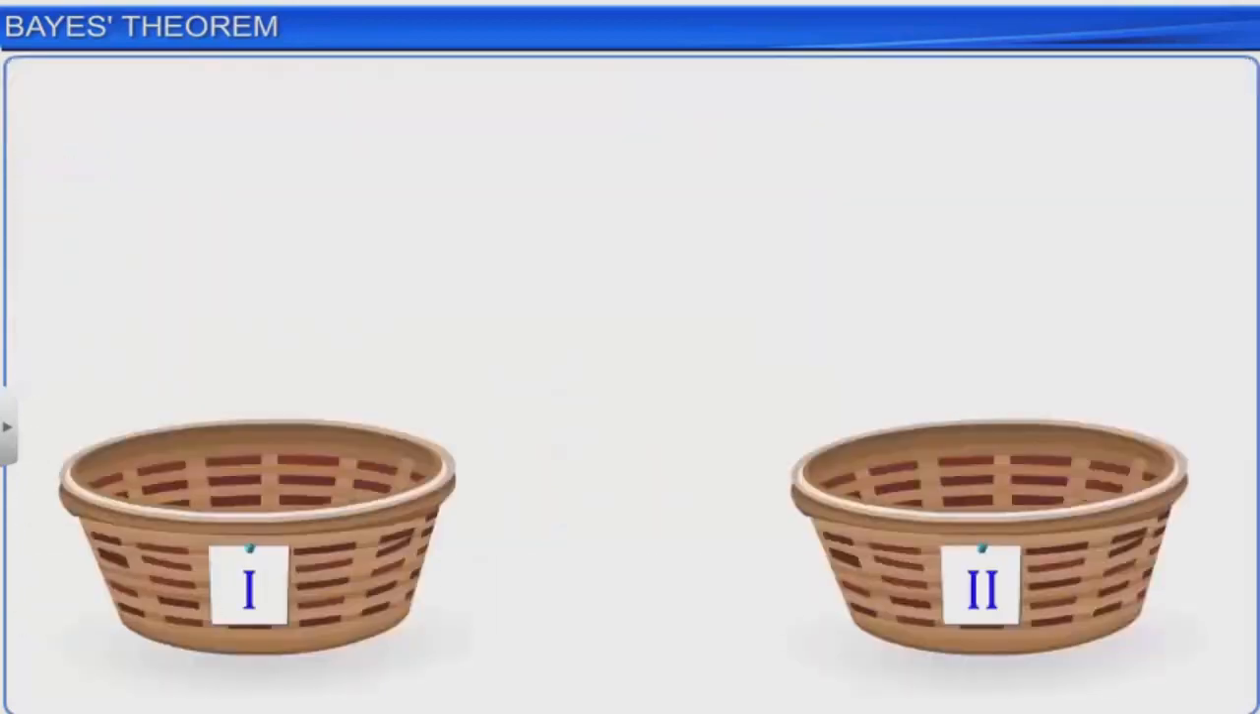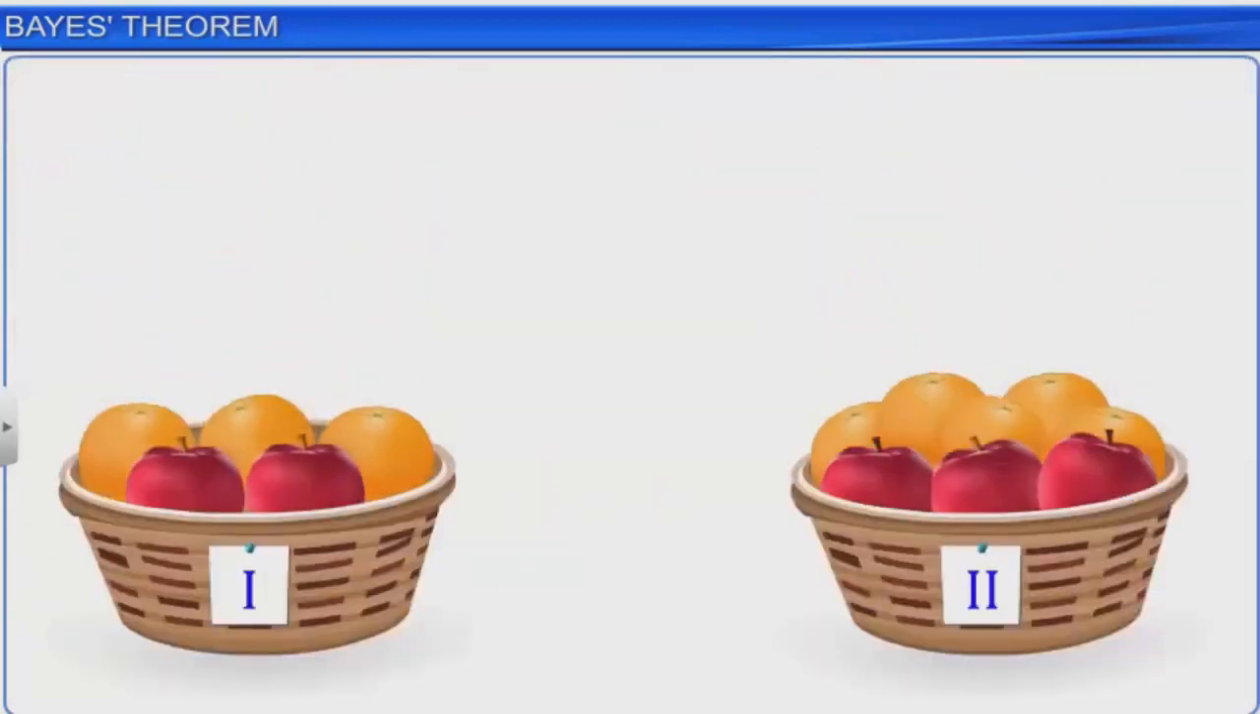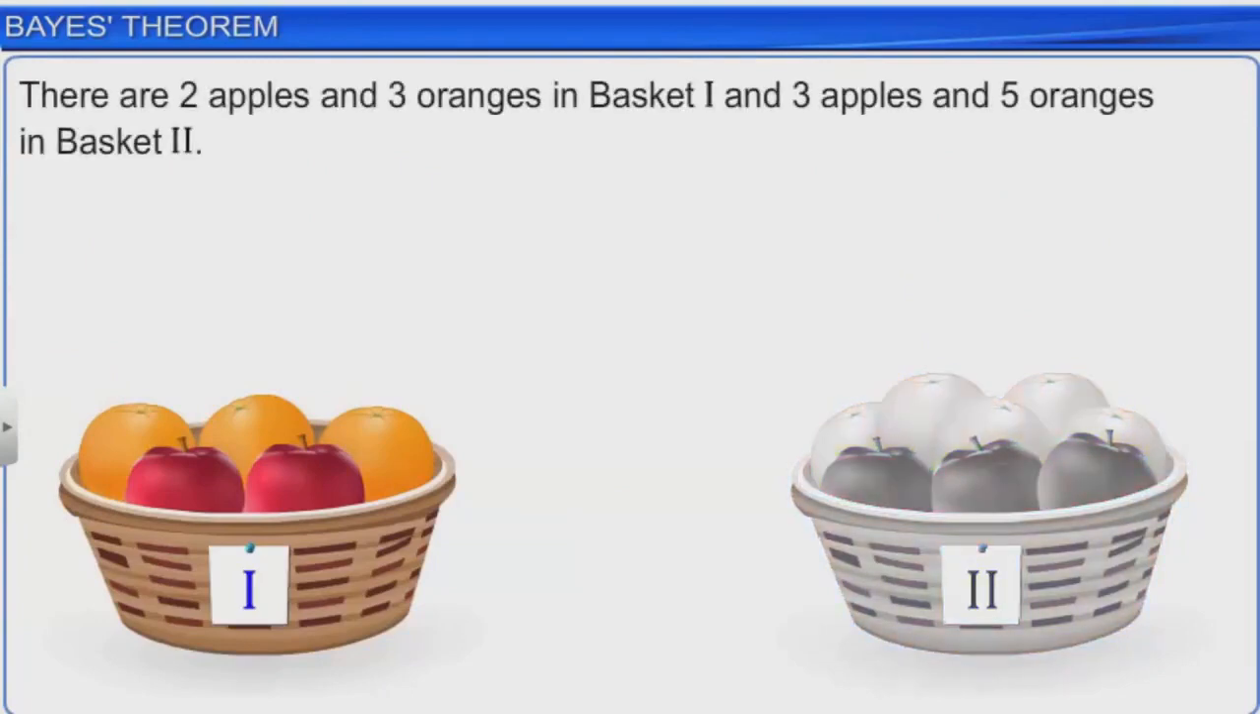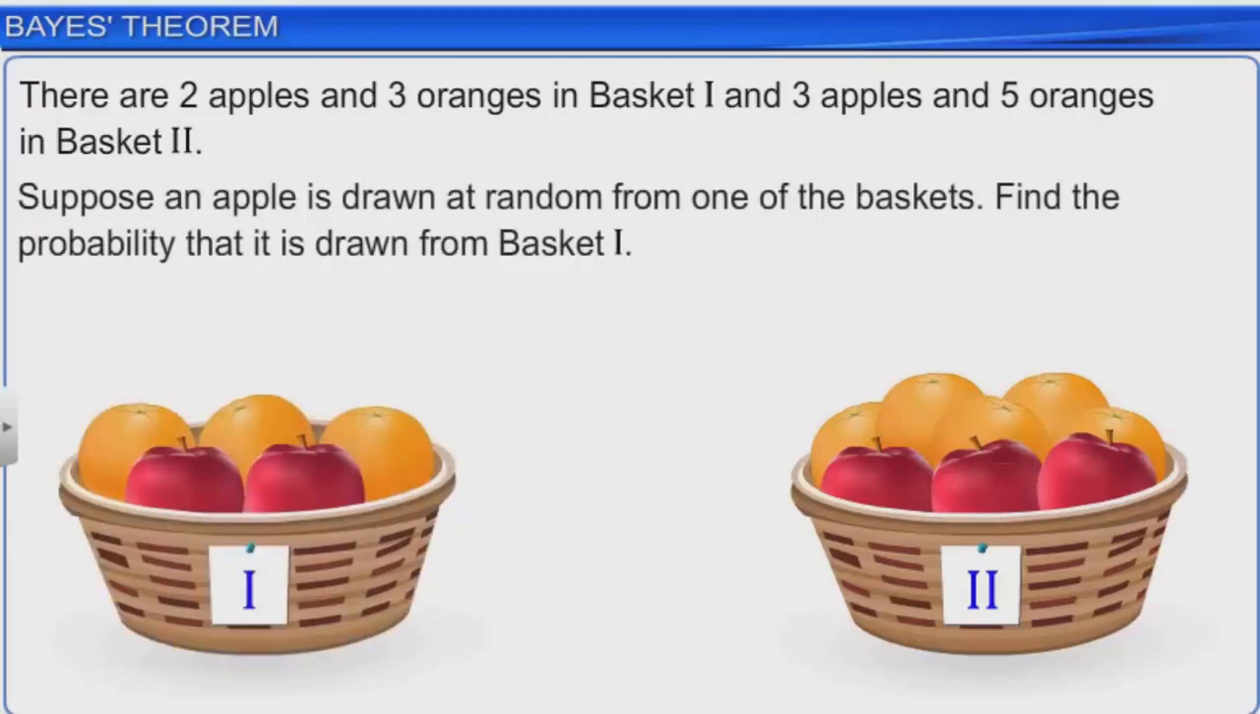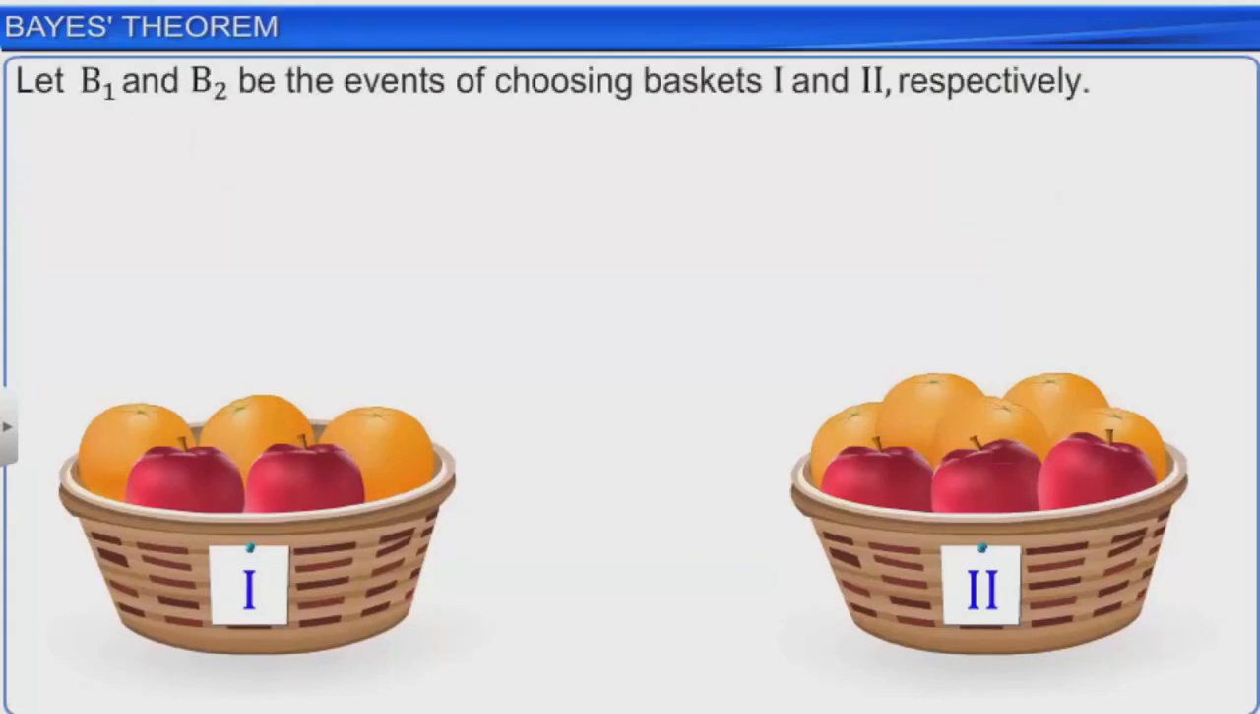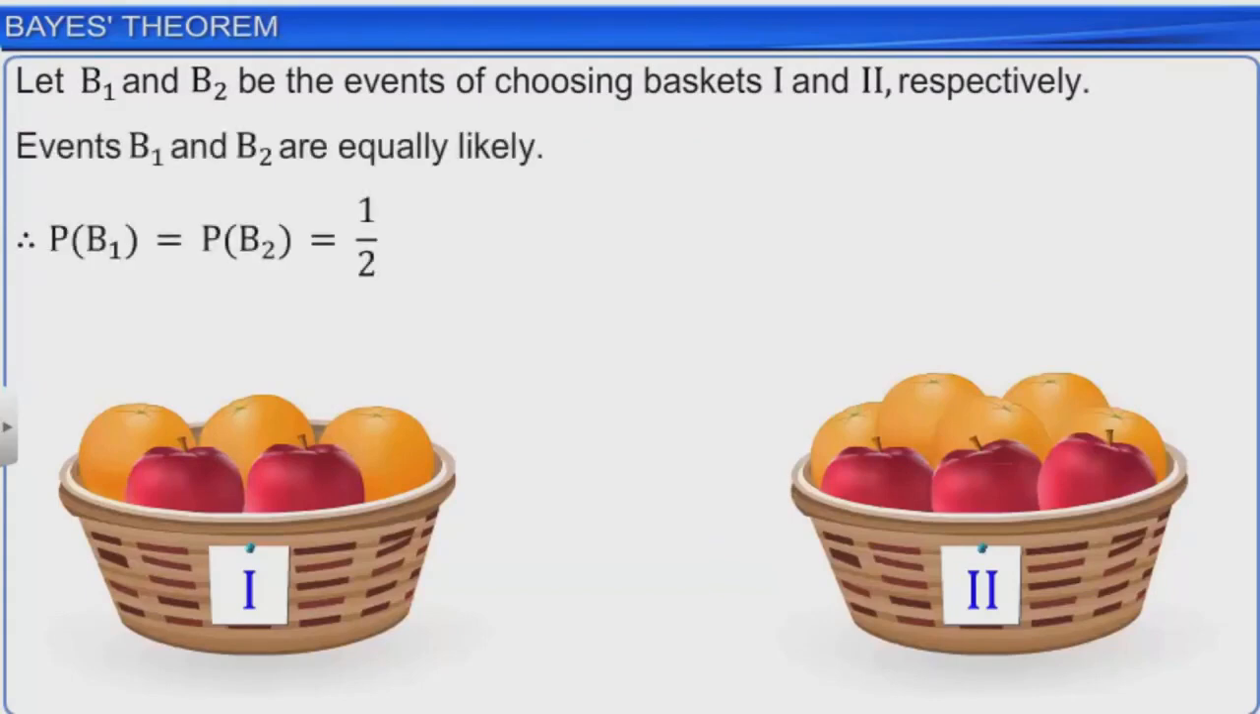Let's get back to the example we considered in the beginning. There are 2 apples and 3 oranges in basket 1 and 3 apples and 5 oranges in basket 2. Suppose an apple is drawn at random from one of the baskets. Let's find the probability that the apple is drawn from basket 1. Let B1 and B2 be the events of choosing baskets 1 and 2 respectively. Since the events are equally likely, the probability of choosing each basket is 1/2.